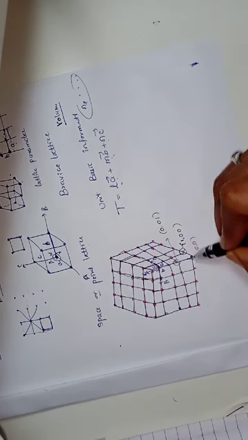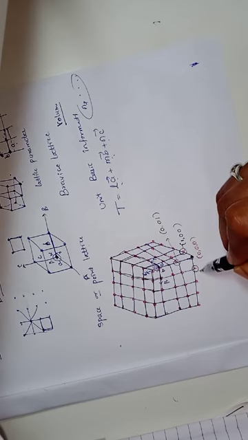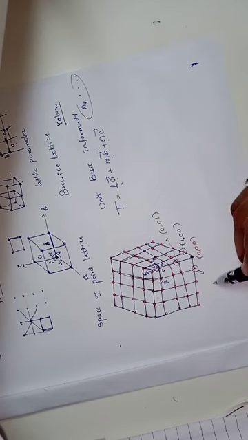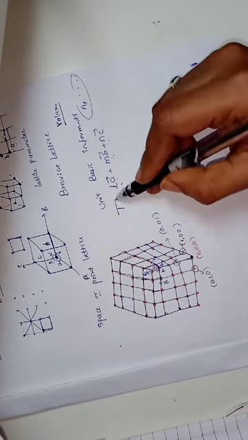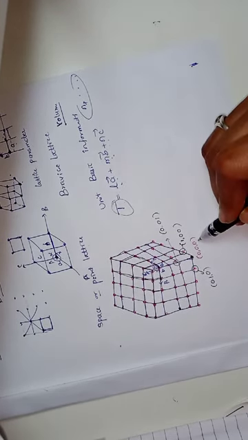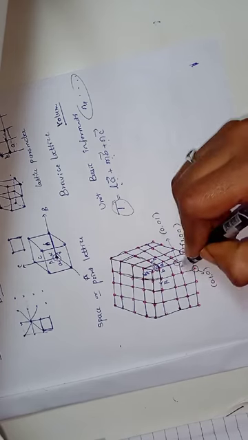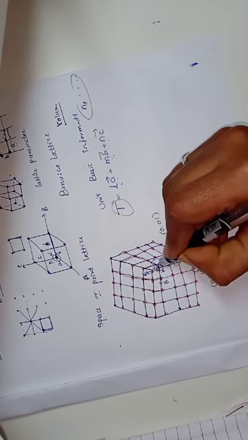Okay, first let's move in this direction. This lattice point value is a 0, b 1, c 0. These are the lattice point values, or else the translational values of these lattice points. Somewhere here we can consider this point.